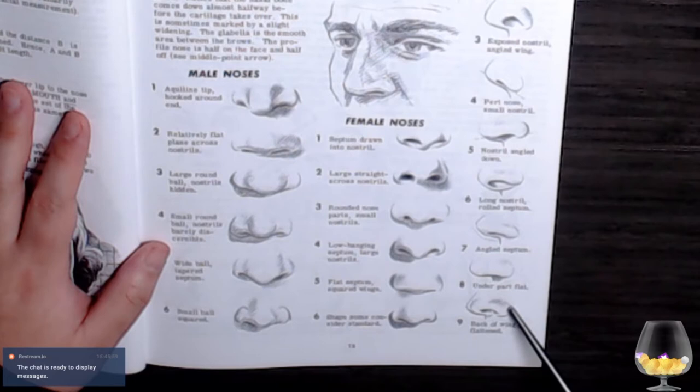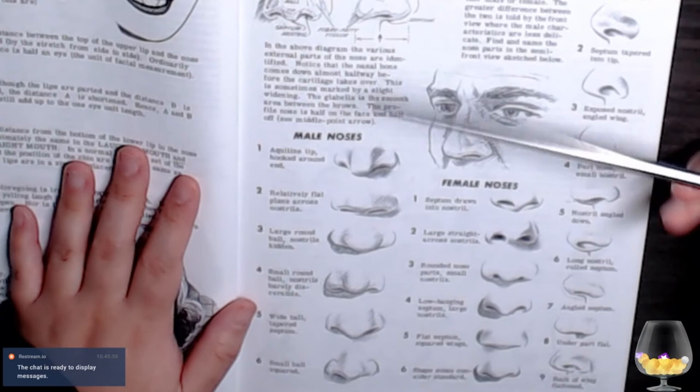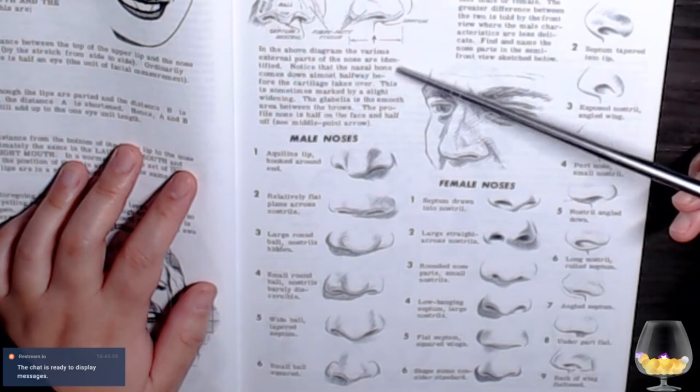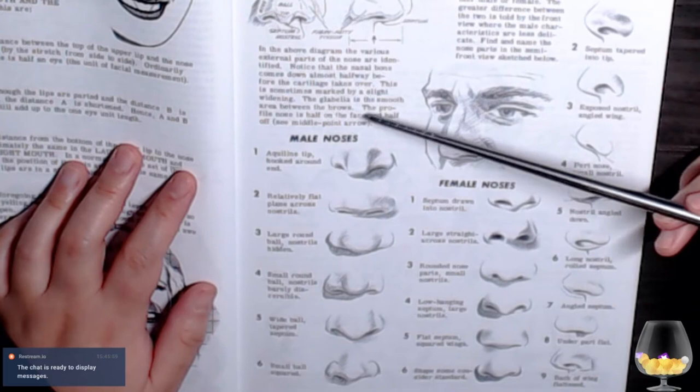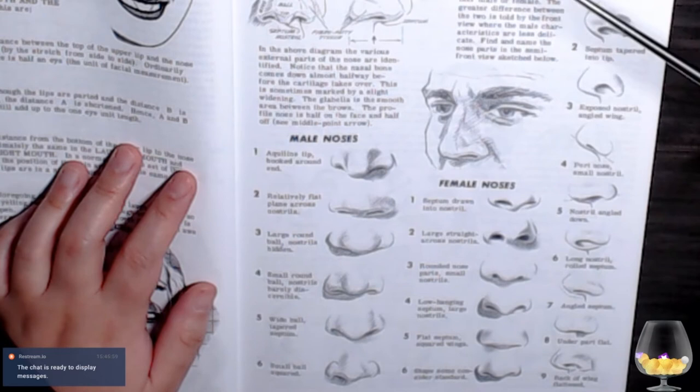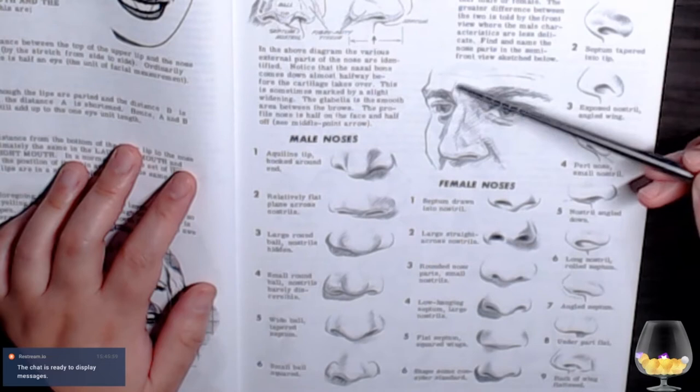Let's see. In the above diagram, the various external parts of the nose are identified. Notice the nasal bone comes down almost halfway before the cartilage. Okay, we kind of went over this, so that's fine. The glabella is the smooth area between the brows. The profile nose is half on the face and half off. So this is the glabella here.